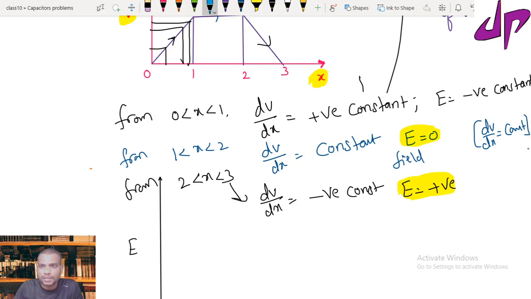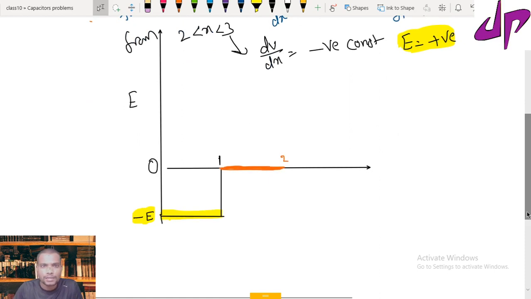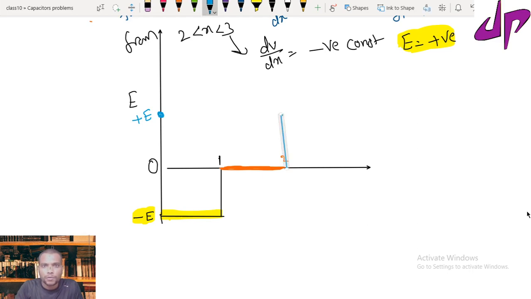So if I take a positive E here, now we have to draw a line up to there which is positive, and from there draw a straight, constant line. Now it goes up to the value 3.